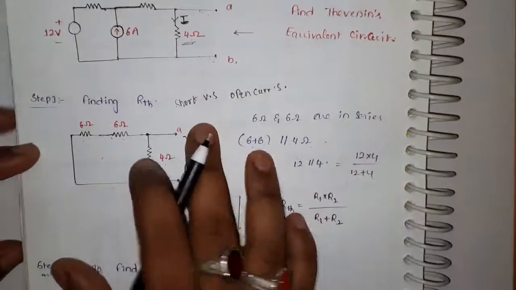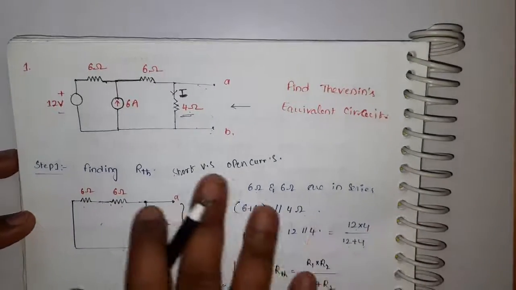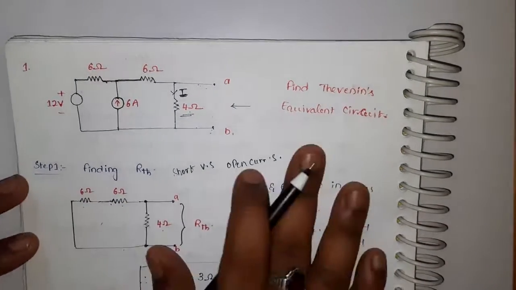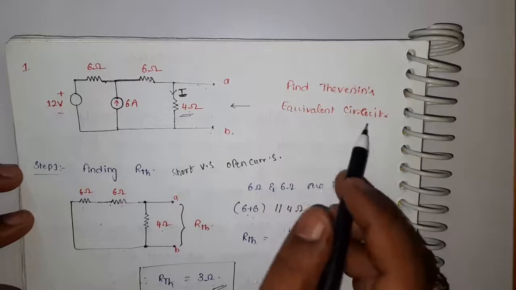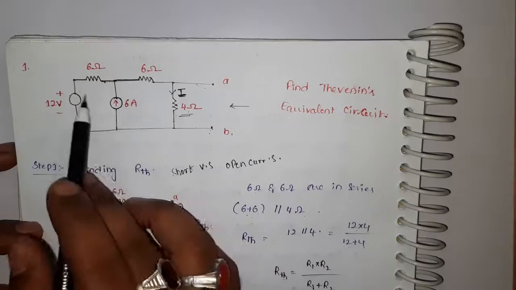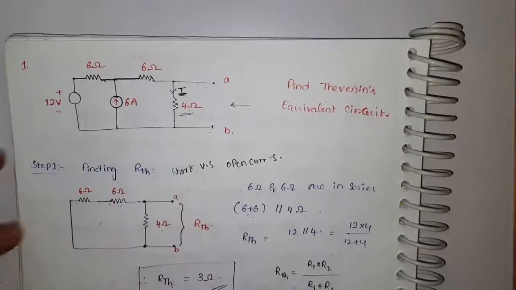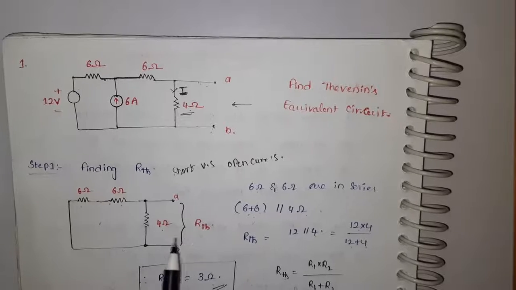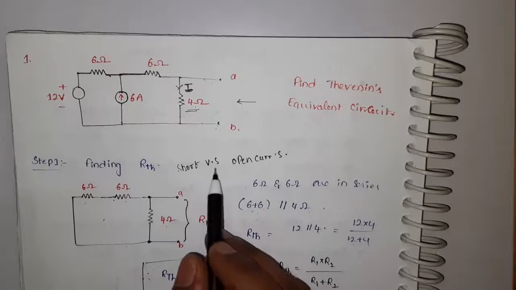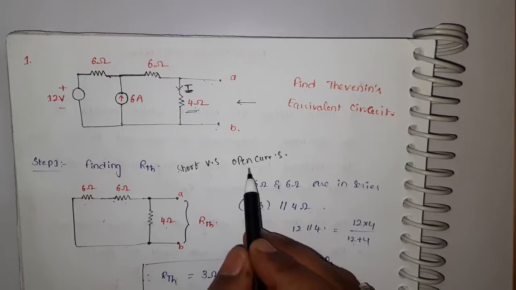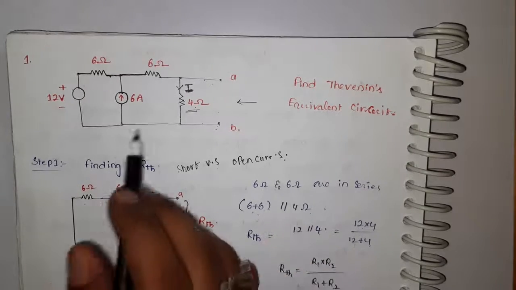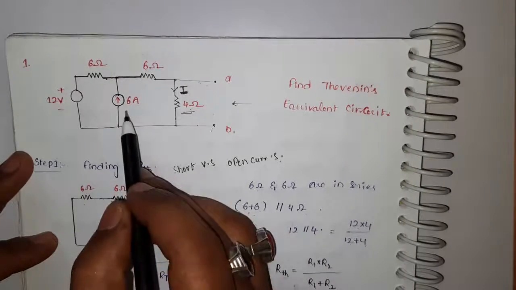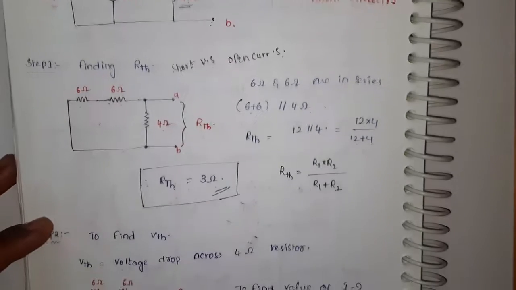This is one of the most important examples, a previous IES question. Find the Thevenin's equivalent circuit. The circuit is given like this. So what is step 1? Step 1 is finding the RTH, and to find RTH we must short the voltage source and we must open the current source.